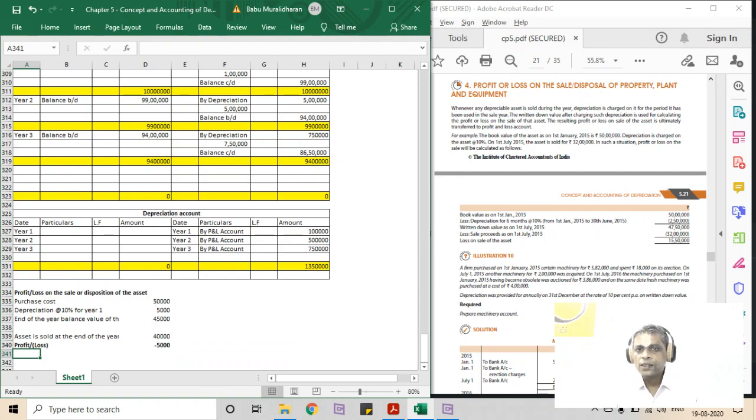And we will continue with this question. I will probably try to solve a couple of illustrations on this in our next session, right? Till then, just understand the concept of depletion method and also profit or loss on sale or disposition of the asset, property, plant and equipment, etc.